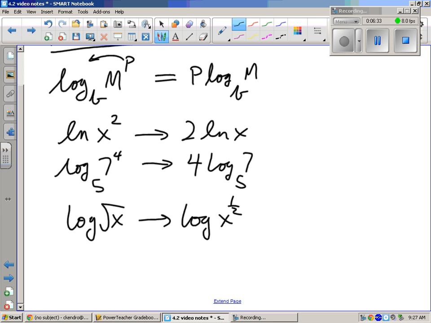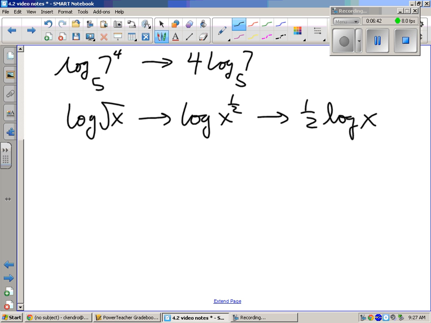Now I have a power, so that power can be brought out front. So 1/2 log of x. So you have to watch out for those disguised exponents. Let's try one with a little more complicated power here. So log base 5 of (x plus 2) squared.